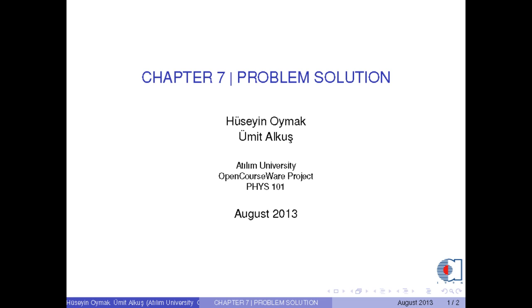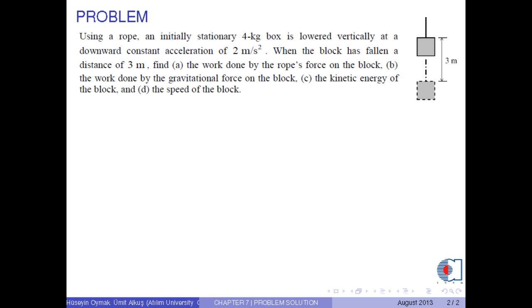In this video, we will solve one problem in Chapter 7. Using a rope, an initially stationary 4 kg box is lowered vertically at a downward constant acceleration of 2 meters per second squared. When the block has fallen a distance of 3 meters, A. Find the work done by the rope's force on the block.